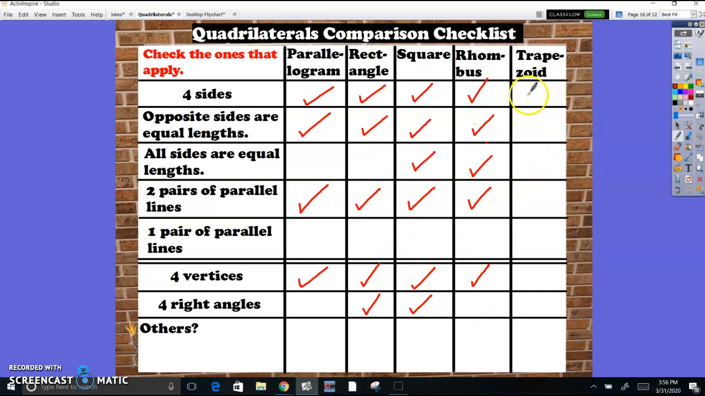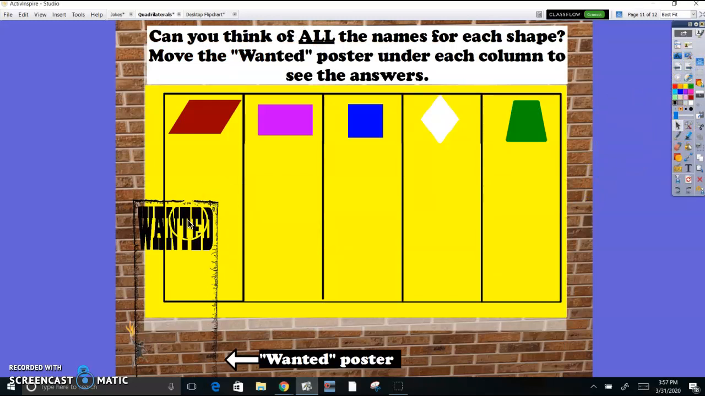How about trapezoid? 4 sides. Opposite sides are equal in length? No, it does not. All sides are equal? No. 2 pairs of parallel lines? No, it only has 1 pair of parallel lines. It has 4 vertices. They don't have to be right angles, but it can be. So, trapezoid is the only one that has 1 pair of parallel lines. I call it Mr. Loner because trapezoid is by itself while the other 4 are all friends with 2 pairs of parallel lines. So let's see all the names for each of the shapes.